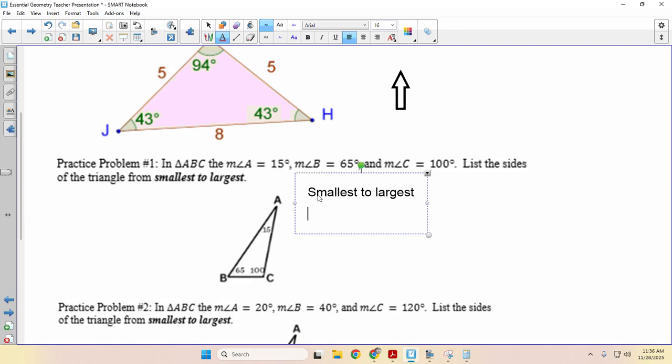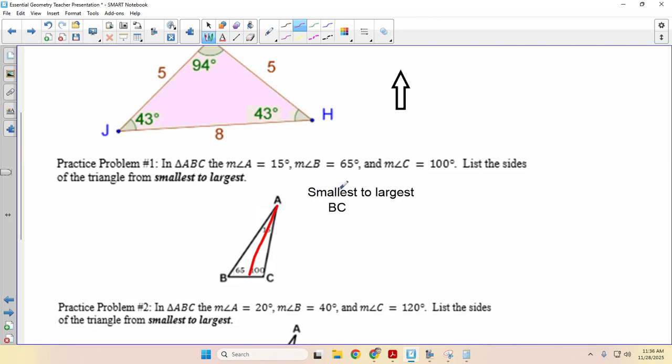Okay, to name a side, you need 2 letters. So the smallest side is going to be across from the smallest angle. So that's going to be BC. BC is the smallest because it's across from the smallest angle. Then I'm going to find the next smallest angle, and that's angle B. It's 65. So the side across from angle B is AC.